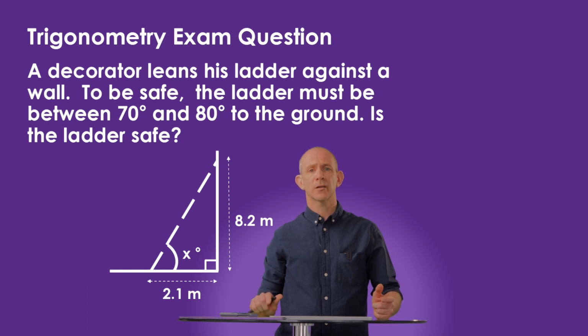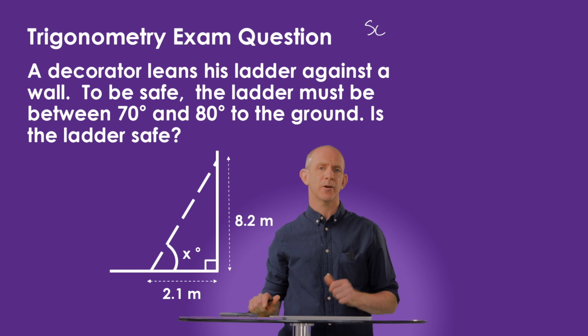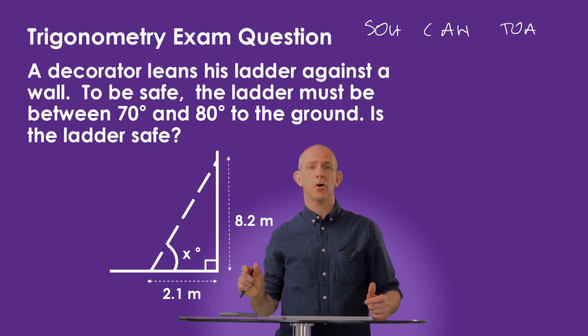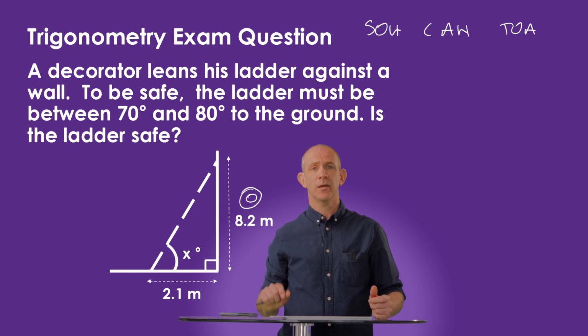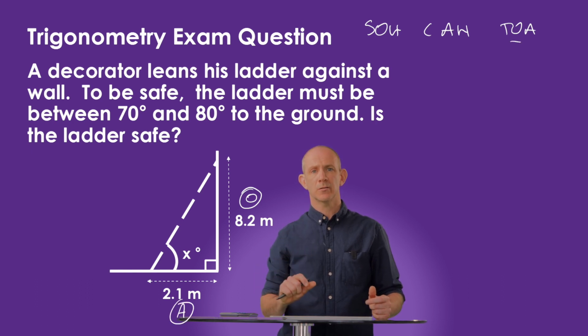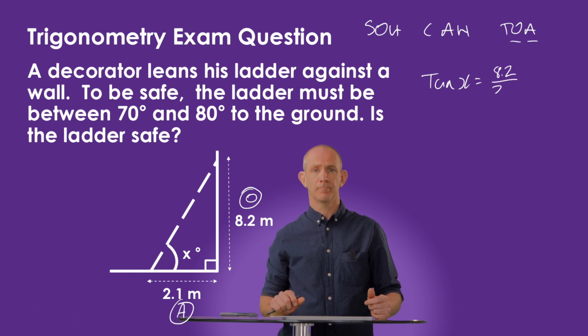Firstly, I recognise that I want to use trigonometry as I've got two sides and I'm trying to find an angle. Next, I can label the sides, with 8.2 being opposite the angle I'm trying to find, and 2.1 being adjacent to it. As I'm using the opposite and adjacent, I'm going to use the tangent ratio and write it as tan x equals 8.2 over 2.1.